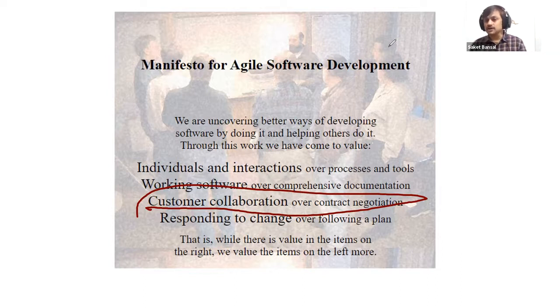So that kind of a contract can promote collaboration. And then these two parties are continuously focusing on bringing business benefit, what they have been organized for. So that's the third idea, which was presented in the Agile world. The final one: responding to change over following a plan.